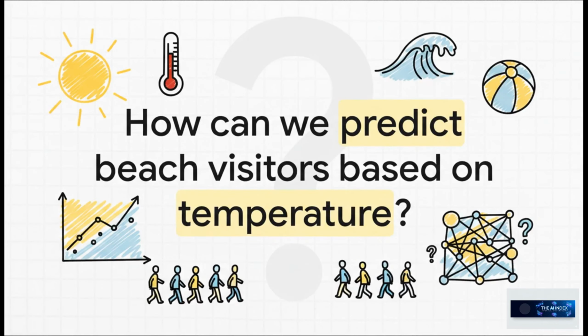So let's make this real with a super simple problem. Imagine you want to predict how many people are going to show up at the beach on a sunny day. Now, this sounds pretty straightforward, right? But it perfectly sets the stage for us to compare two very different ways of finding the answer.